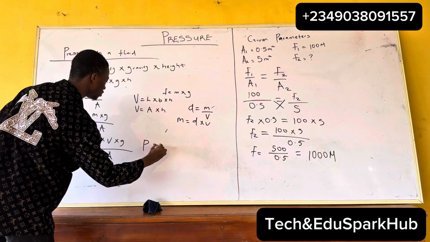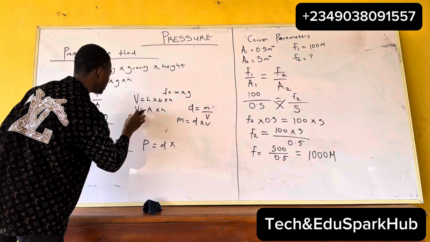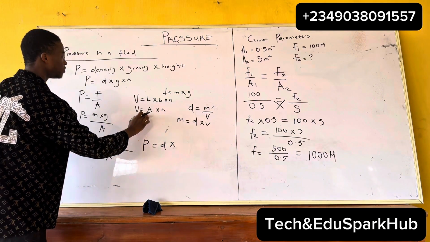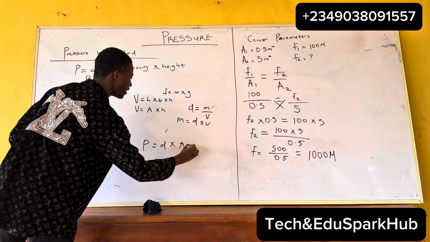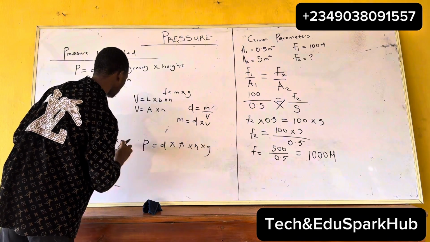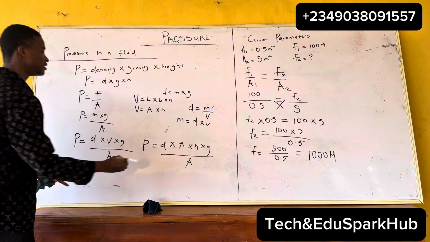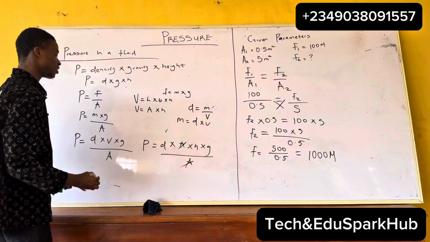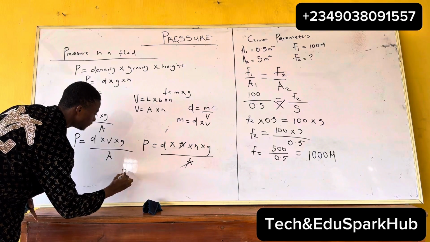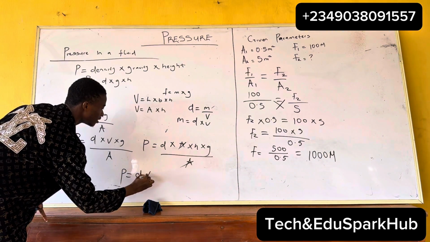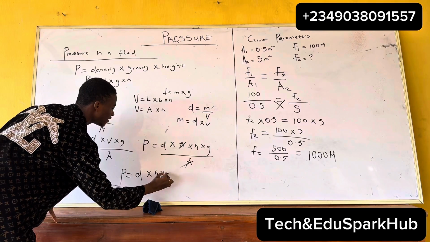So now that we know that V is equal to A times H, we can say pressure, which is P, is equal to density times this V. So this V in this case will be A multiplied by H multiplied by the G that we have here divided by the area. So now that we have this, the area down can cancel the area off. So we have our formula for pressure in a fluid to be given as density times height times gravity.